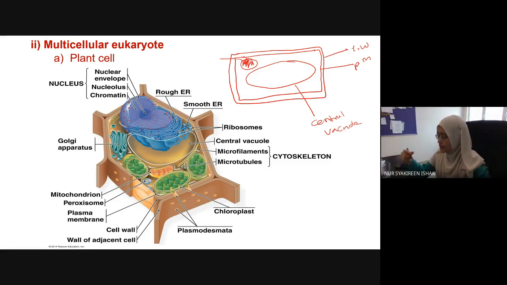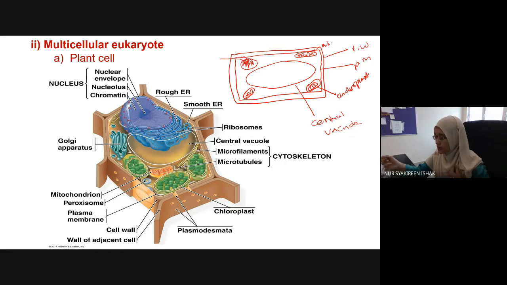So the cytoplasm is pushed to the side, and so are the other organelles. Inside you have other organelles such as the mitochondria. Draw it neatly. The mitochondria have a folded inner membrane. And then you have other organelles. You have the chloroplast. The chloroplast is also a double membrane organelle. Inside the chloroplast you have thylakoids.